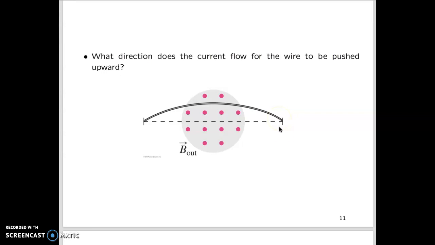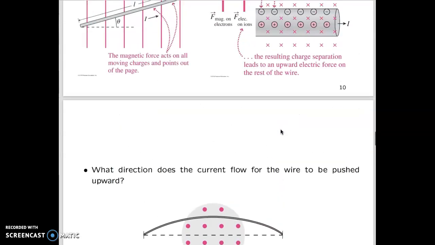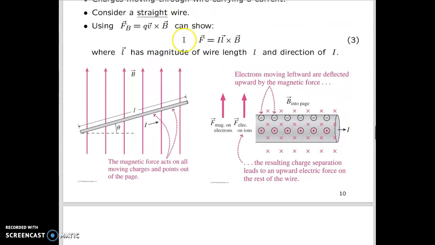Okay, let's make a guess. Let's say it's moving to the right. If current is moving to the right, go back to this equation: F is I L cross B. If it's moving to the right, then the vector L is in the direction of the current I.